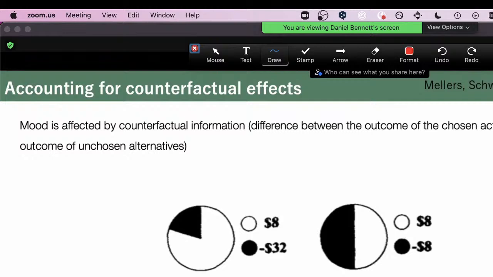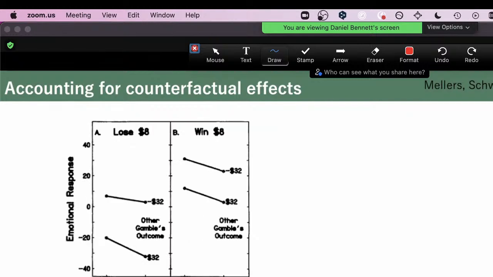Specifically, they were given feedback both on the actual thing they chose and also on the thing that they didn't choose. So there's both factual feedback and counterfactual feedback here. This is the data. So let me unpack this.